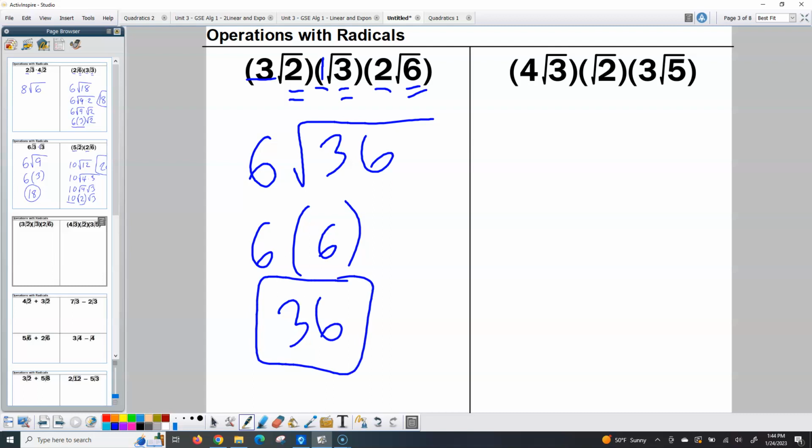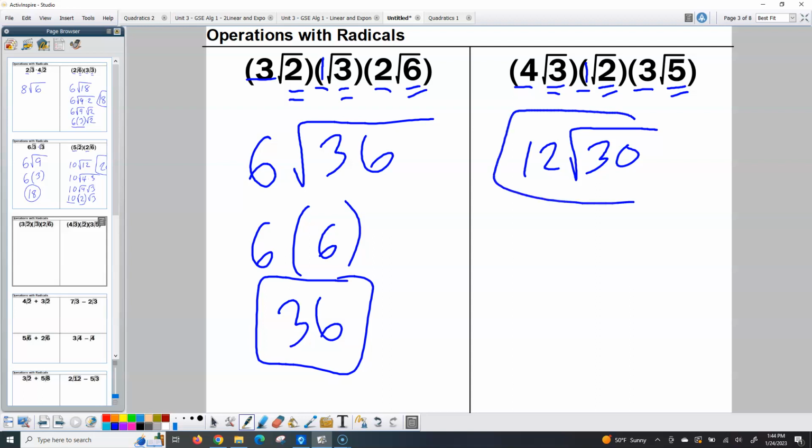On the right side, same kind of ordeal. Don't forget there's a 1 right there. So 4 times 1 times 3. 4 times 1 is 4. Times 3 is 12. And then I've got 3 times 2 is 6. Times 5 is 30. And I don't think there's a perfect square that goes into 30. So we're going to leave it just like that. 12 square root of 30.